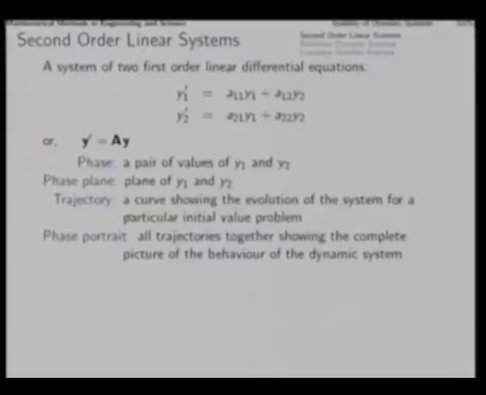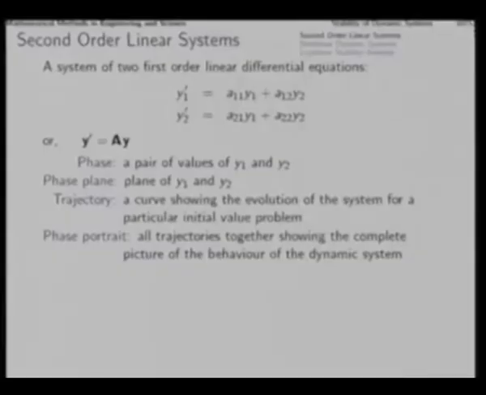That is, as we consider the independent variable as time, then this curve, this so-called trajectory, will show along which path in the phase plane the system will evolve. So, this trajectory is a curve showing the evolution of the system for a particular initial value problem. That initial value is demarcated by the initial point with coordinates y1 and y2, which we can put at a point.